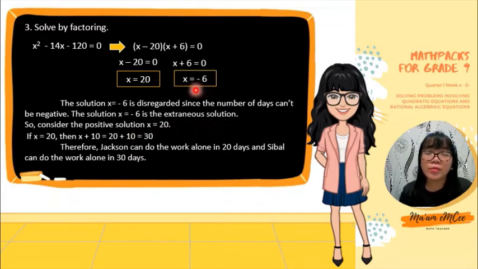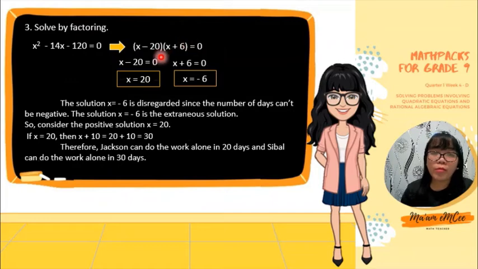Again, this will be called an extraneous solution because this is a solution derived from solving our quadratic equation. But if you go back to our original equation, this will not be a solution but rather an extraneous solution. So we only consider the positive solution, which is x is equal to positive 20.